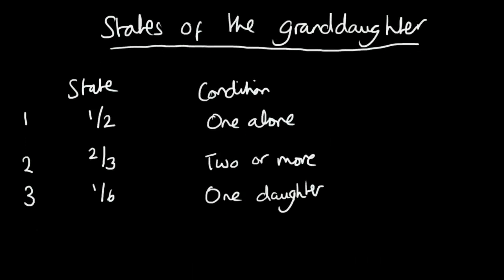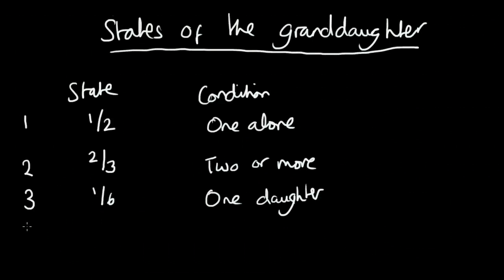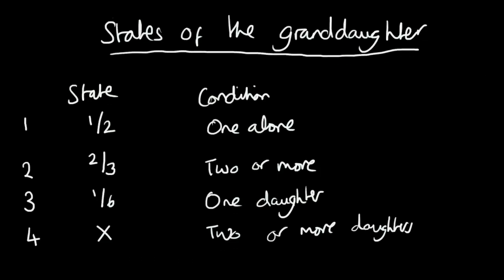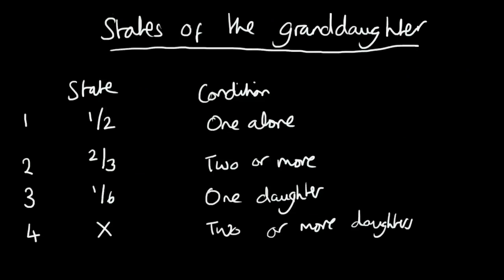And I'll do one more and then we'll have a look at these in a bit more detail. The fourth state is where the granddaughter is deprived of anything, and this is where there are 2 or more daughters. So have a look at these 4 cases first, and then we can come back to the other 2 in the next video.